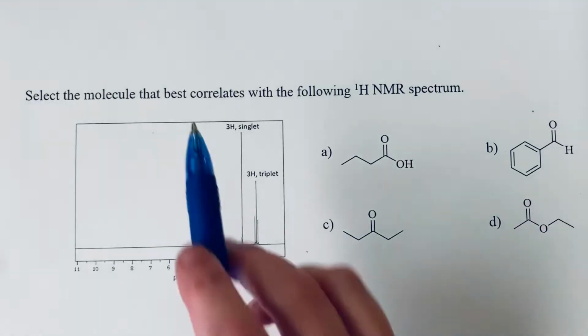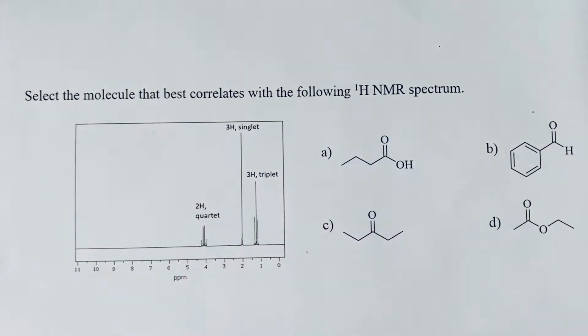Select the molecule that best correlates with the following proton NMR spectrum. So in this case, we don't have a molecular formula, but we've got some molecules that are different enough that we should be able to differentiate these.